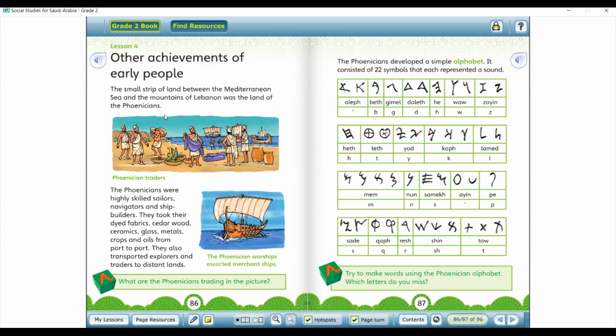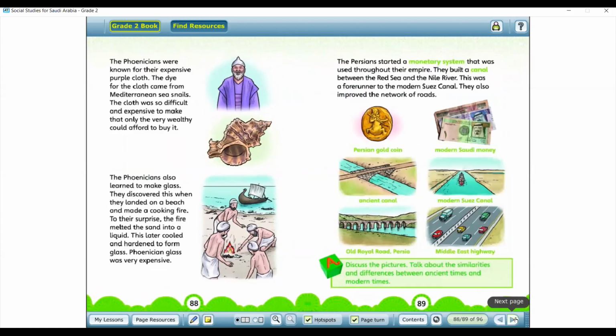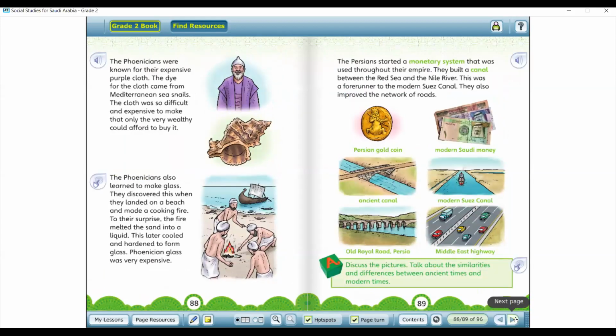On page 87, the Phoenicians developed a simple alphabet. It consisted of 22 symbols that each represented a sound. There we have a picture or a diagram of the Phoenician alphabet. And then going on to page 88 is our last page that we would need for our revision lesson today, to be able to answer the questions.